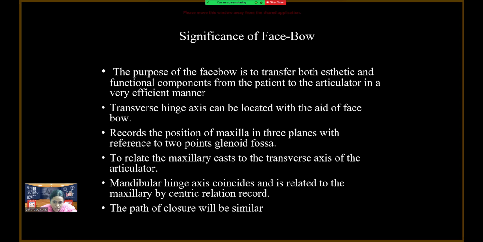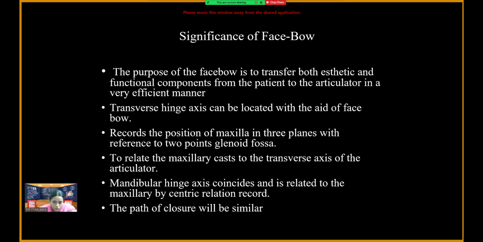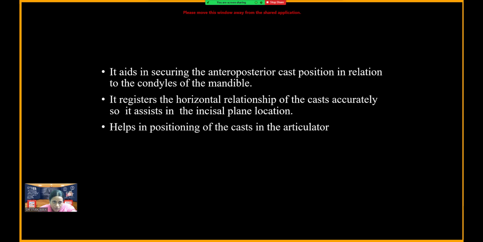Relate the maxillary cast to the transverse axis of the articulator. The path of closure will be similar. The mandibular hinge axis also is related to the maxilla by an eccentric relation record. It aids in securing the anteroposterior cast position in relation to the condyles of the mandible. It registers the horizontal relationship of the cast accurately so that it can assist in the incisal plane location and helps in positioning the cast on the articulator.